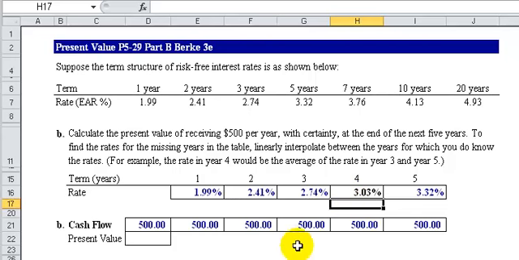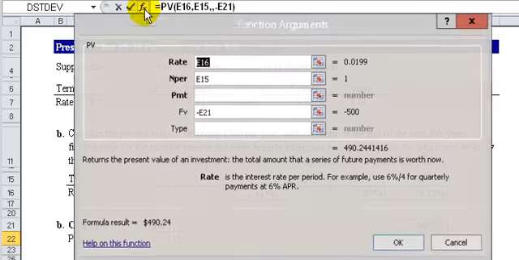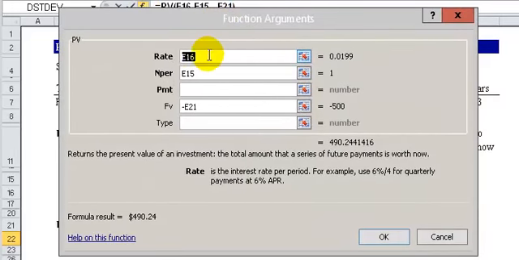Okay, and then what we've got to do is calculate the present value. All right, so here's how I did it. There's the formula. I'm just going to do this with Excel formulas, and I'll call it up for you. So what am I doing? I'm taking the rate, which is given in cell E16, is 1.99. The number of periods is given in cell E15, is 1. And the future value is E21.